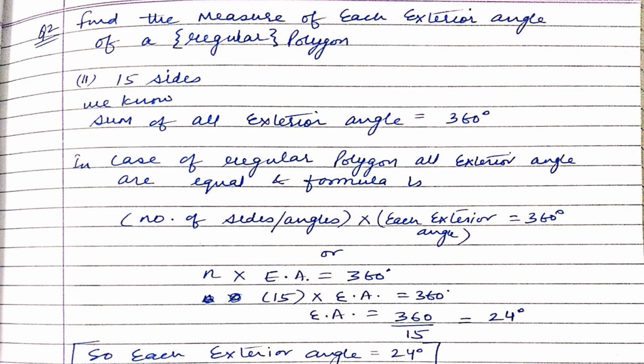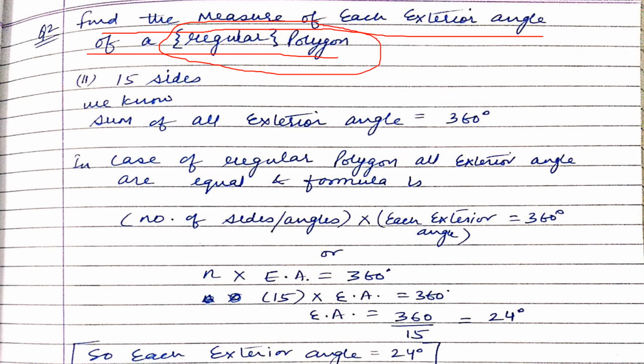Question number 2. Find the measure of each exterior angle of a regular polygon. Now in this question, they are giving you a hidden thing, that the polygon you are dealing with right now is a regular polygon. It is a very important term to understand. In a regular polygon all sides are equal, all interior angles are equal to each other, and all exterior angles are equal to each other.